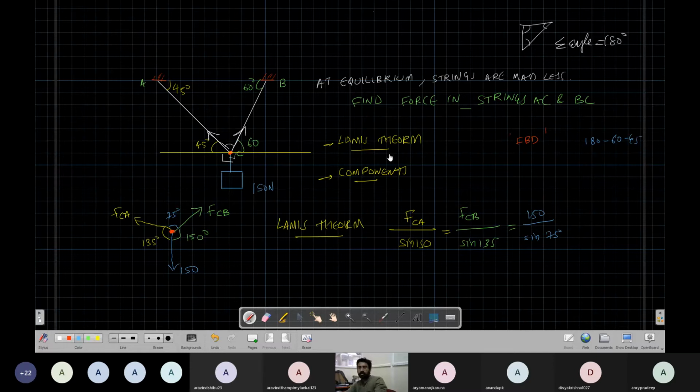Okay, so now tell me what is the value of FCA, FCB? So you can consider these two to find FCA. You consider these two to find FCB. So what is the value of FCA? What is the value of FCB? So calculate, then raise your hands.